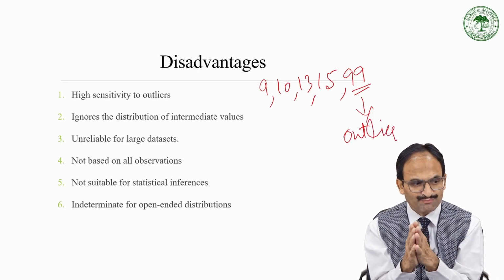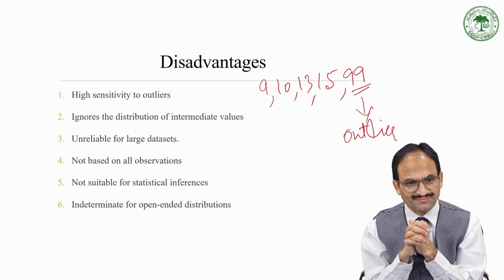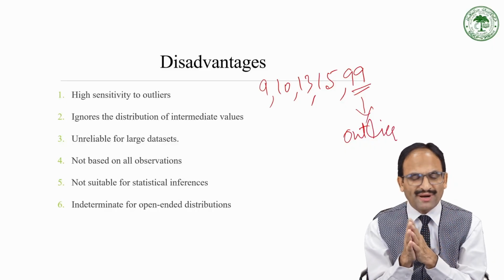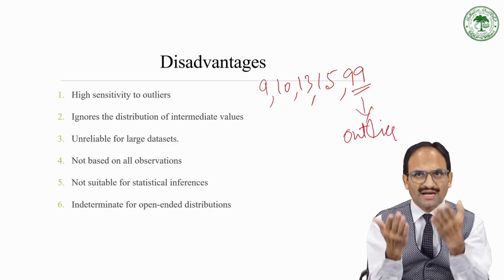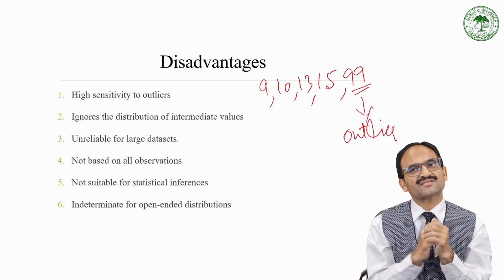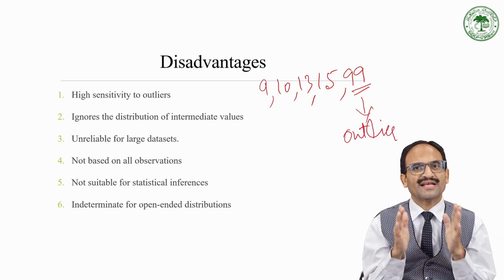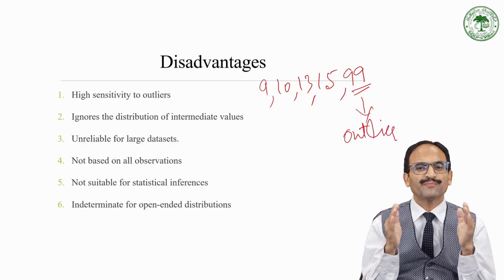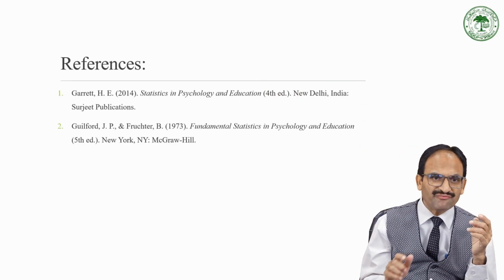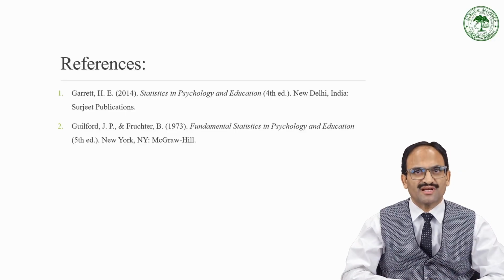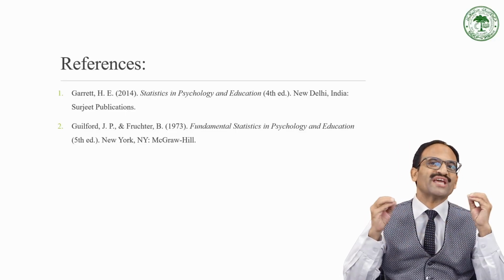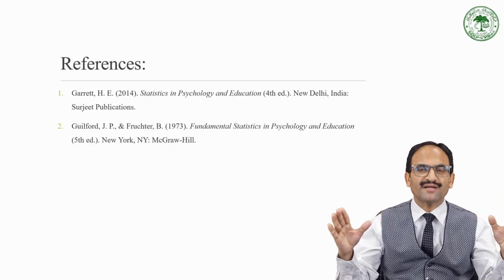And the last shortcoming is that it is indeterminate for open-ended distribution. Earlier also I have discussed what an open-ended distribution is. So this is the last disadvantage of range, that it is not suitable for open-ended distribution. But despite all these shortcomings, range is definitely the most simple and quickest way to calculate a measure of variability.